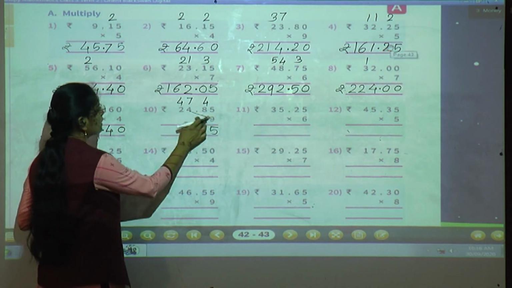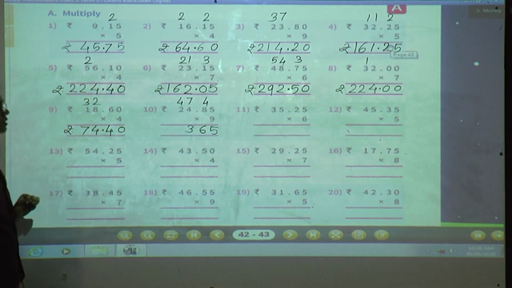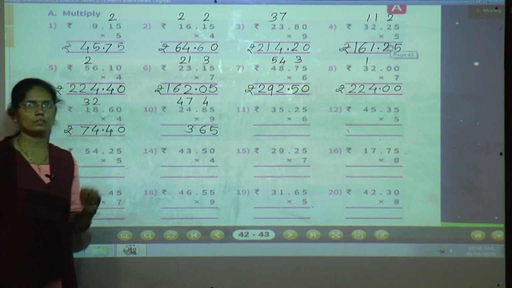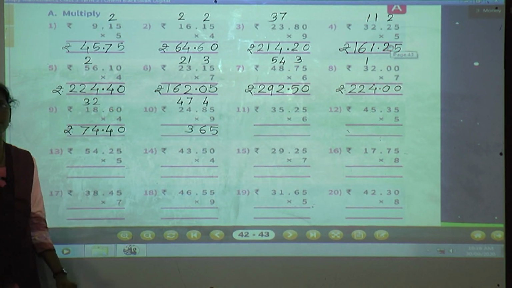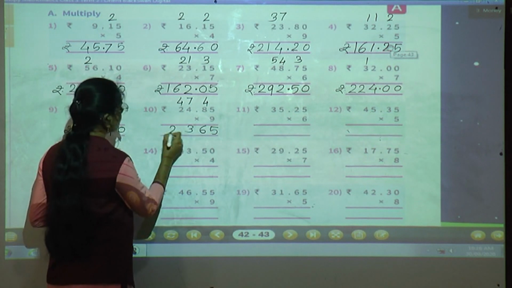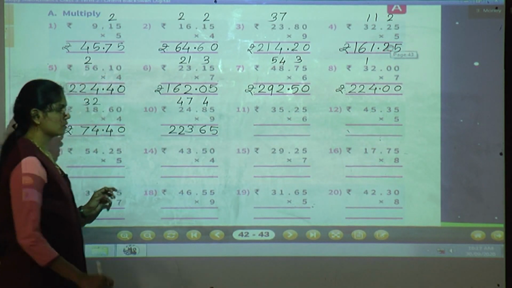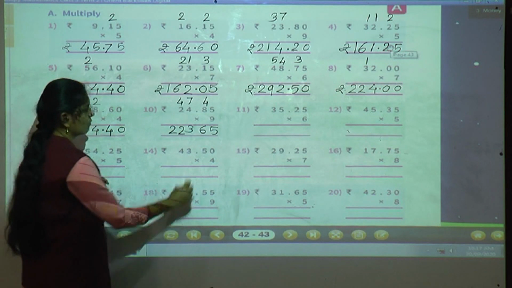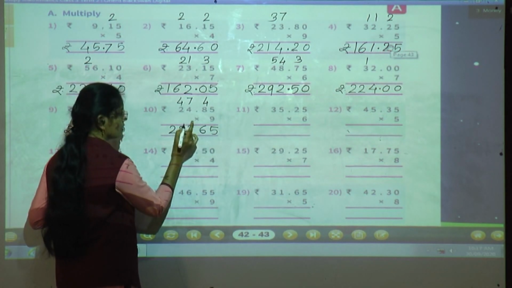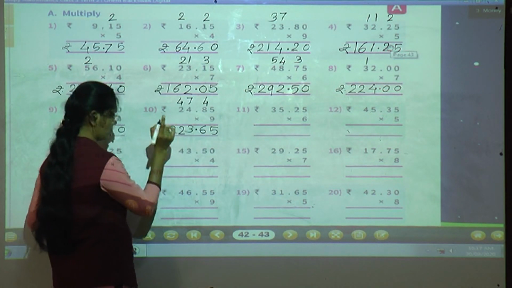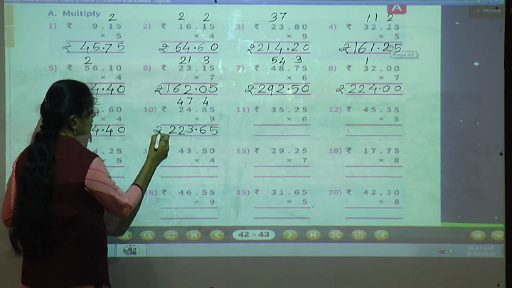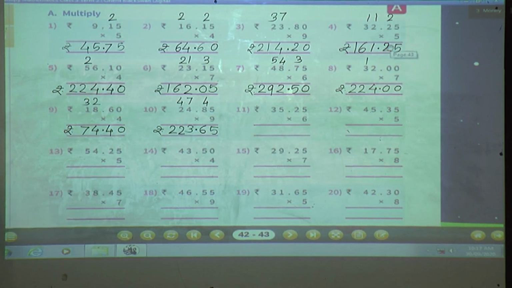Then 9 into 2. 9 2s are 18. In 18 we have to add 4. After 18 count your 4 fingers: 22. So write here 22. Now give a dot from the right side. 6 is the second digit, so before 6 we have to give the dot. So what is the answer? Rupees 223.65. This is your answer.